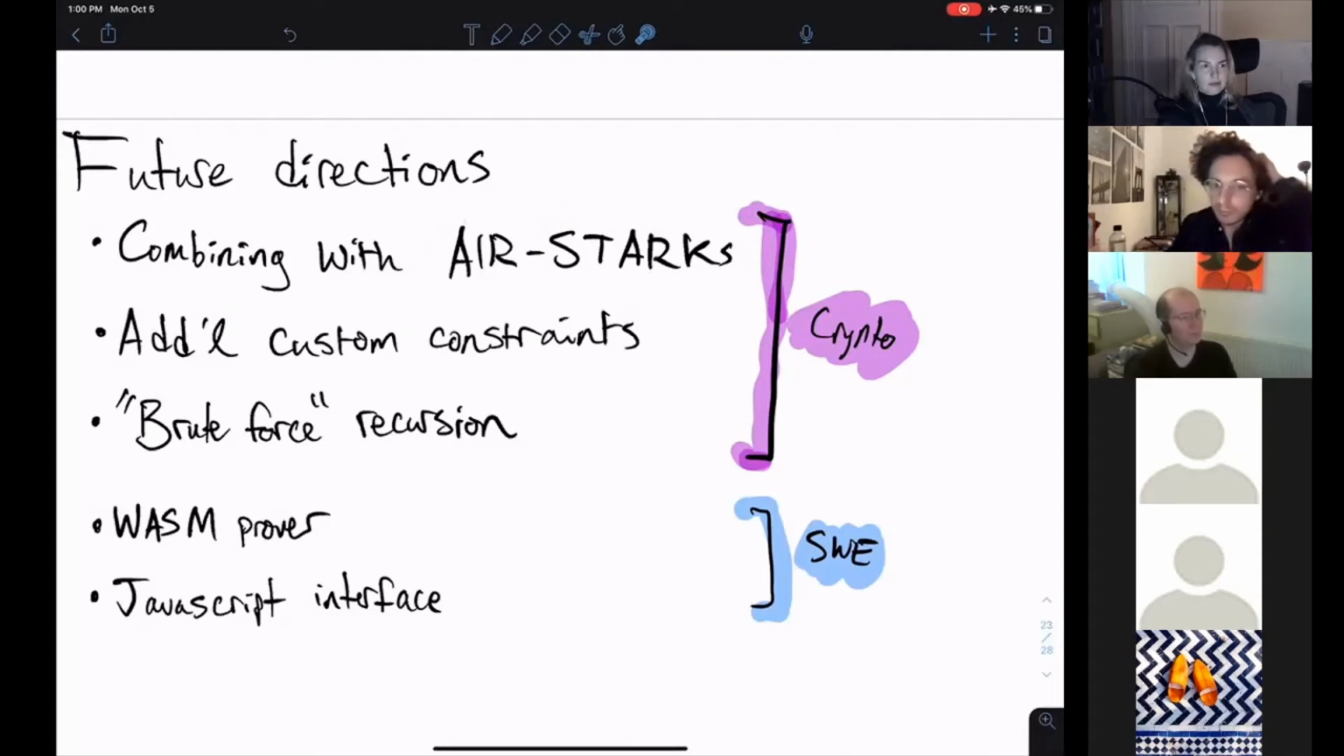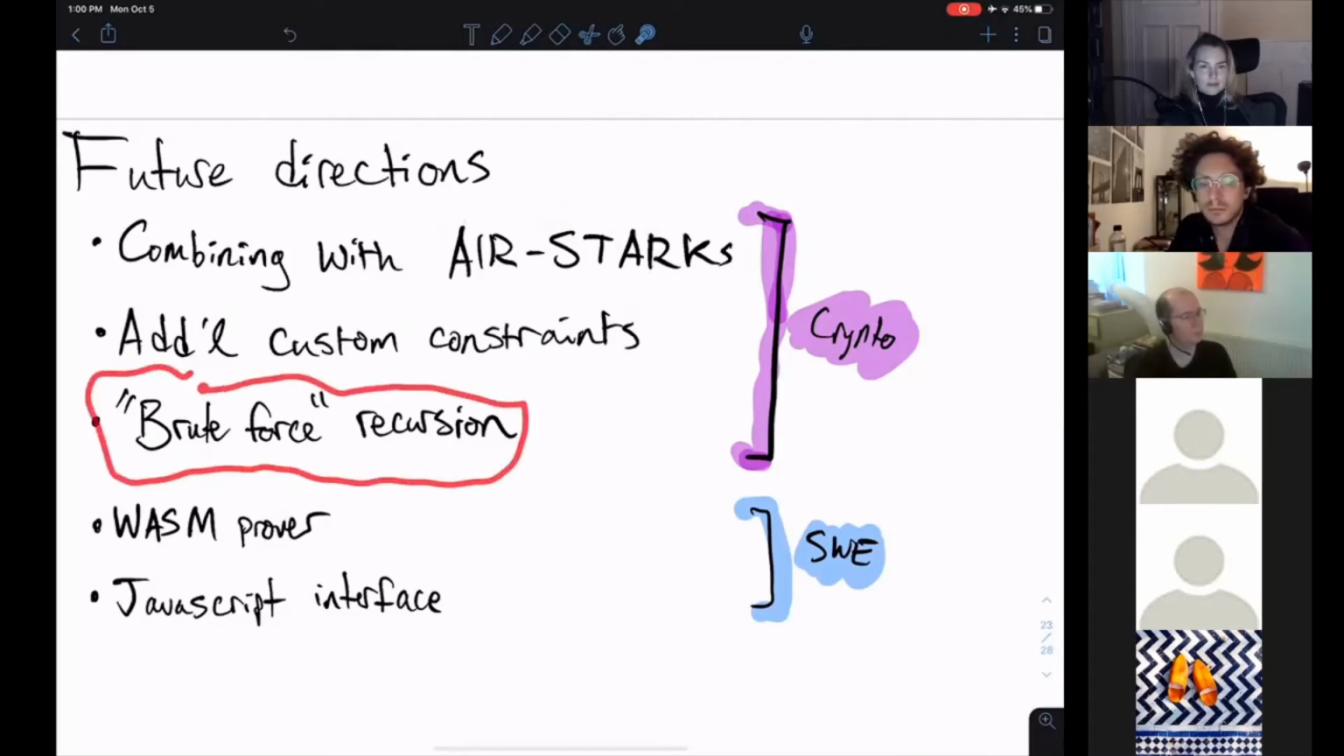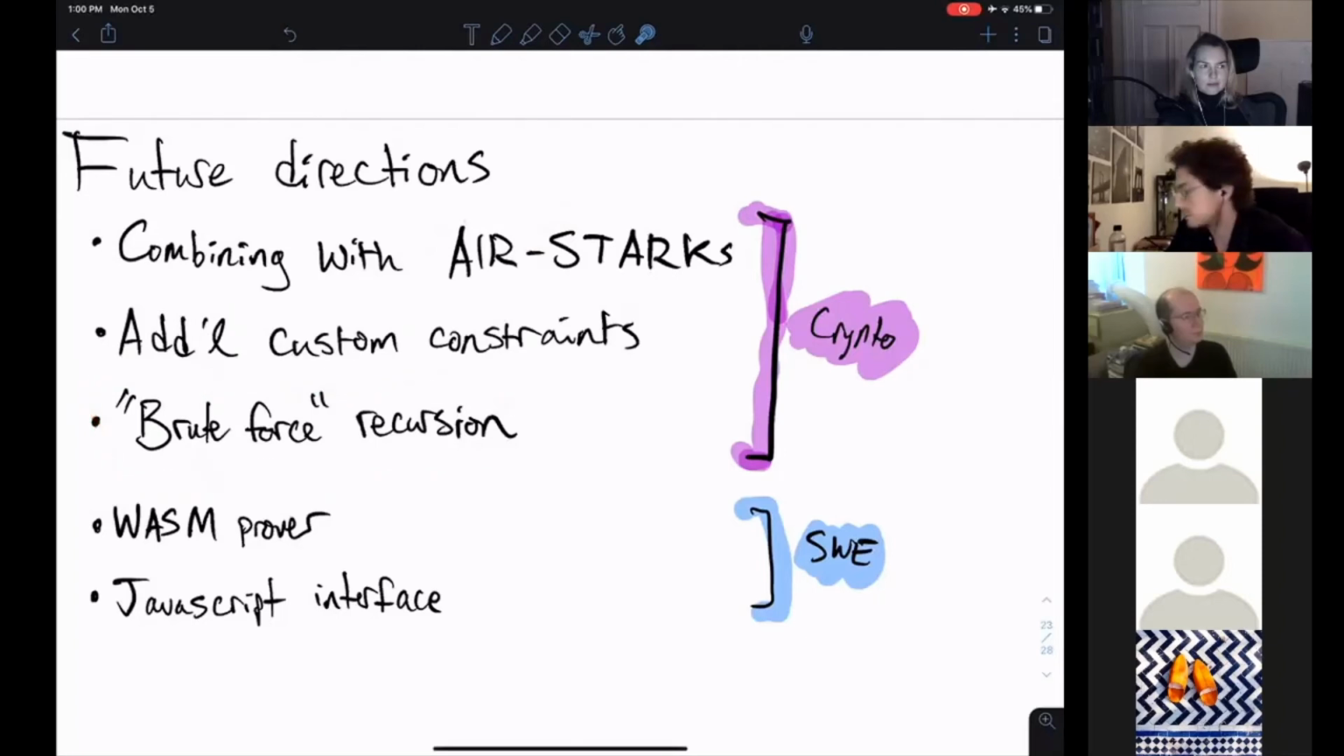Other kinds of custom constraints, as I mentioned, there are a few operations that we have yet to custom constraintify, like bit packing. I'm also still kind of curious about brute force recursion, like with lookup or whatever, so you don't have to use the cycles thing, because as you can see, half of the verifier is dealing with the public input from the last one. So if you don't have to deal with that, that would be cool.